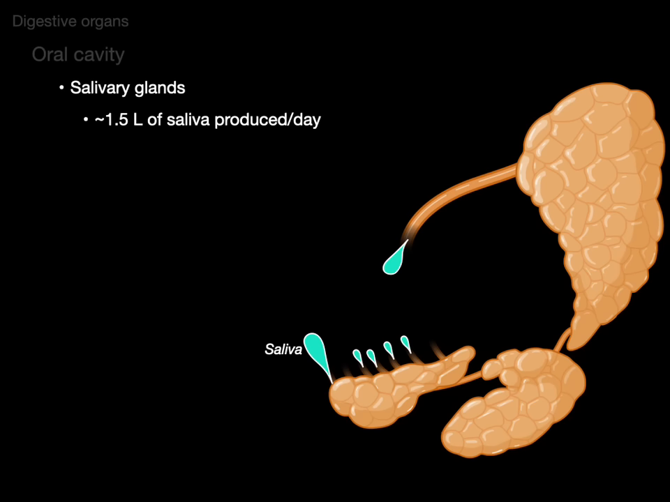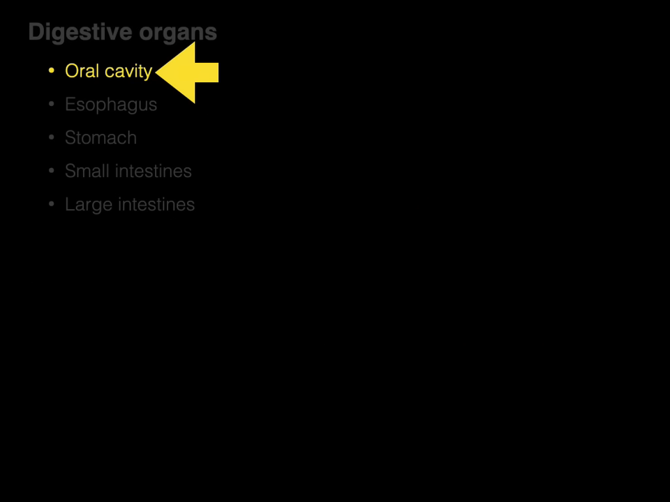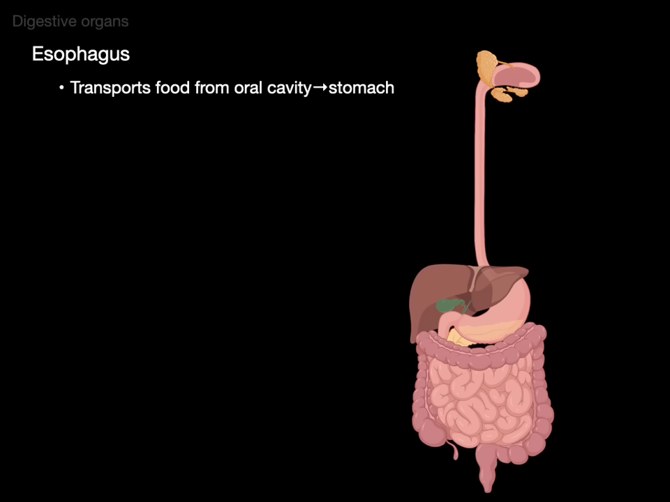You make about a liter and a half of saliva every single day. That's like 4.5 cans of soda, just to give you an idea how much saliva we all make. Next, let's go to the esophagus. The esophagus transports food from the oral cavity to the stomach, and during that transportation, no metabolic changes occur. It's simply being transported. So there's the esophagus.